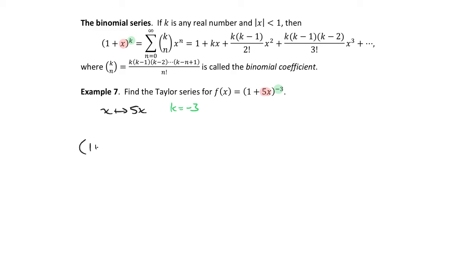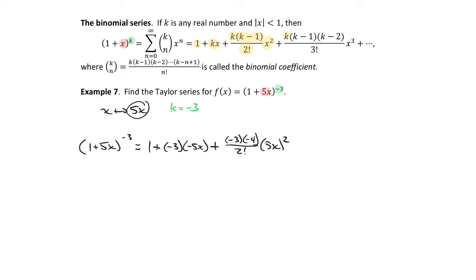1 plus 5x to the negative third power will be, well, it's always 1 plus k times x, whatever x is. Here k is negative 3, and x we've replaced by 5x, so it's multiplied by 5x. And then plus, so we've taken care of the first and second terms, 1 plus kx. Now we're going to do k times k minus 1 over 2 factorial x squared. Our value of k is negative 3, so negative 3 times negative 4 over 2 factorial multiplied by 5x quantity squared.